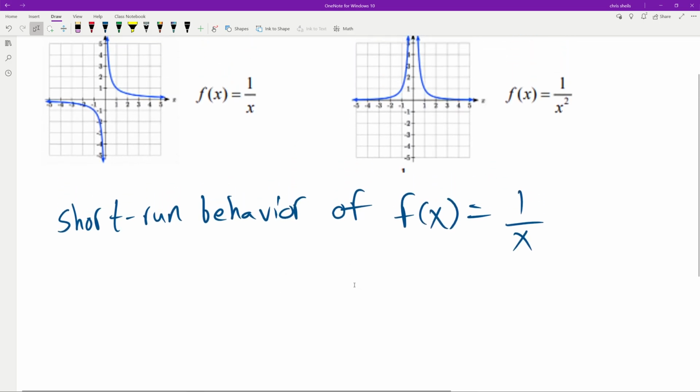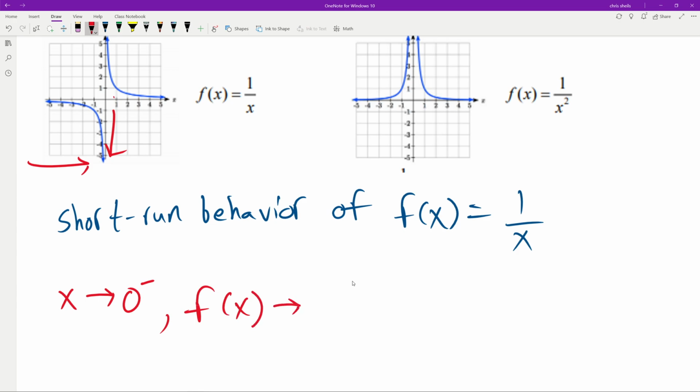So if we look at the short-run behavior of f of x equals 1 over x, we might notice that as my input values approach 0 from the left-hand side, as I get closer to 0, my y values are going downwards. Notationally, the way I represent this is as x approaches 0 from the left, I use this superscript minus sign to denote approaching 0 from the left side of the graph. f of x is going downwards. It's going down towards negative infinity.